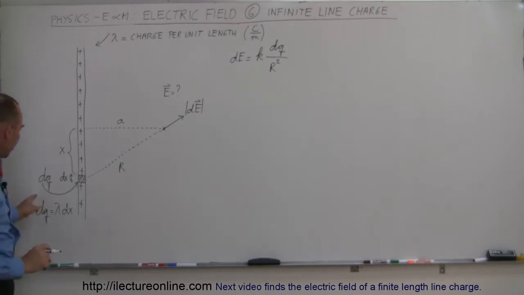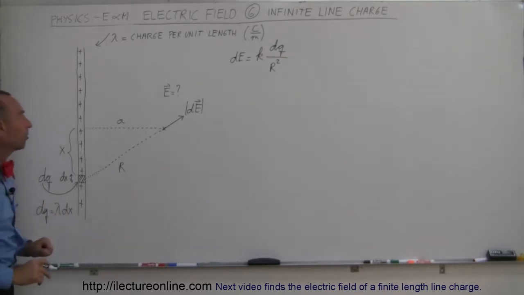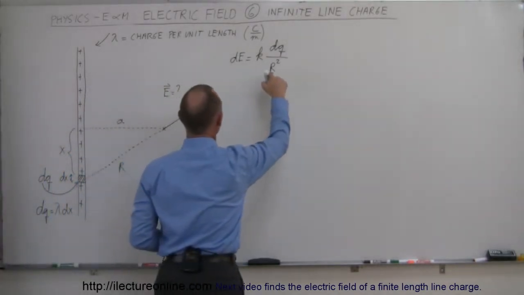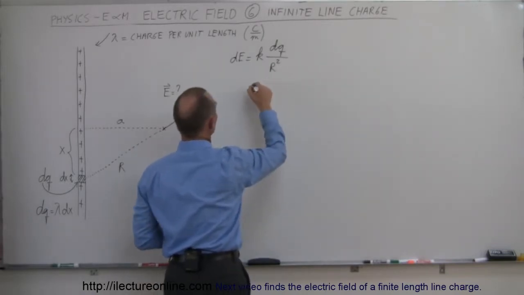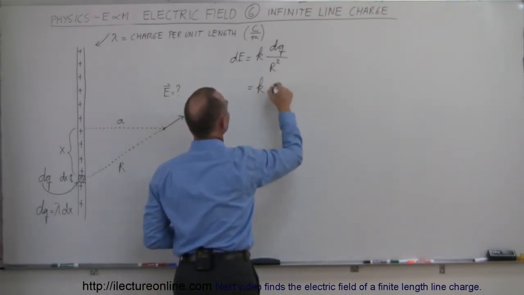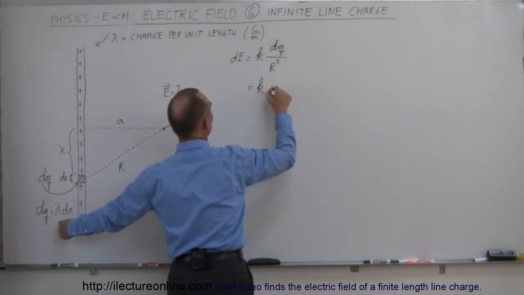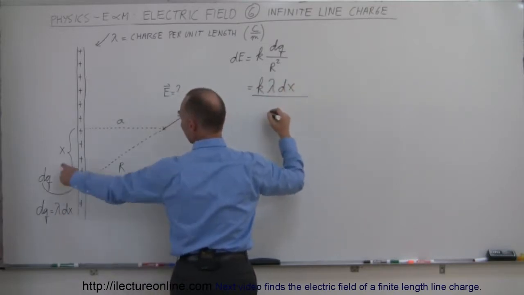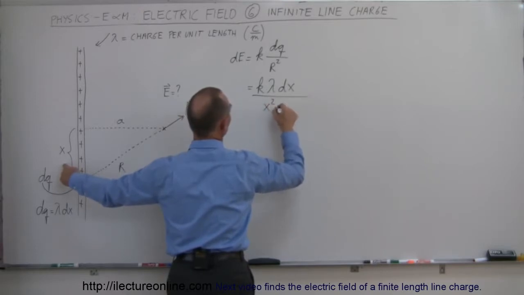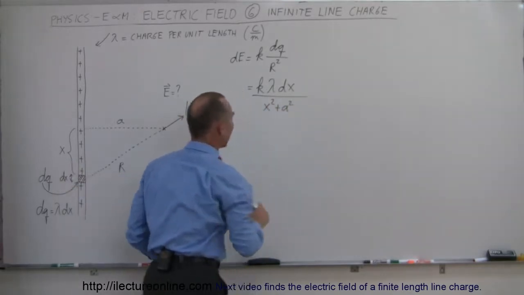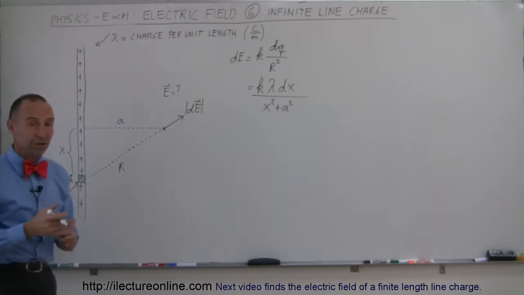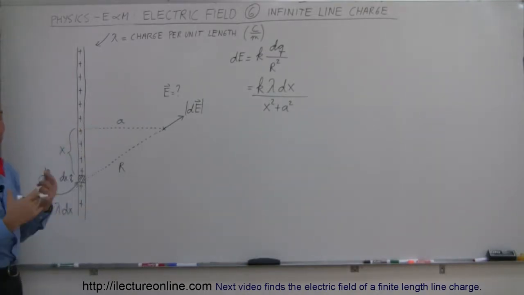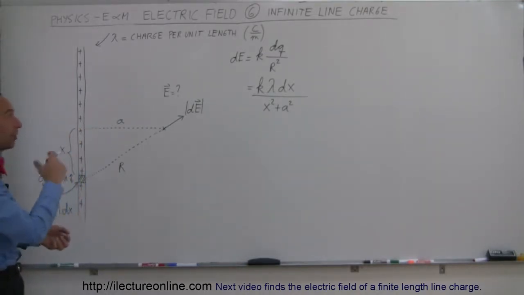All right, now dq, of course, is equal to the linear charge density times dx, and instead of r, we can write what r is equal to, so this can be written as k times the linear charge density times dx divided by x squared plus a squared. Now, r is the square root of x squared plus a squared, but since r is squared, we have to square the square root, so that negates it.